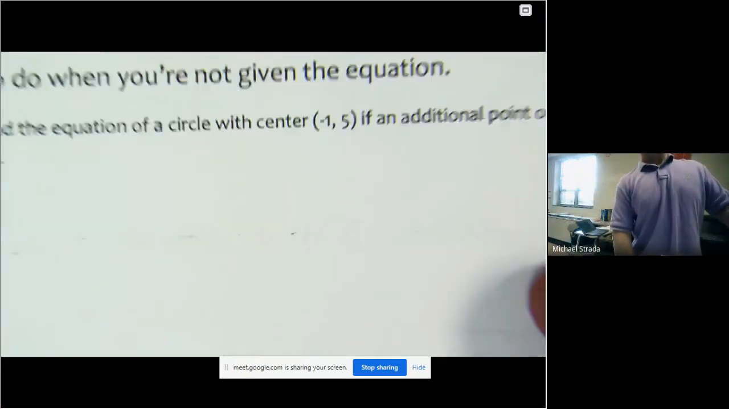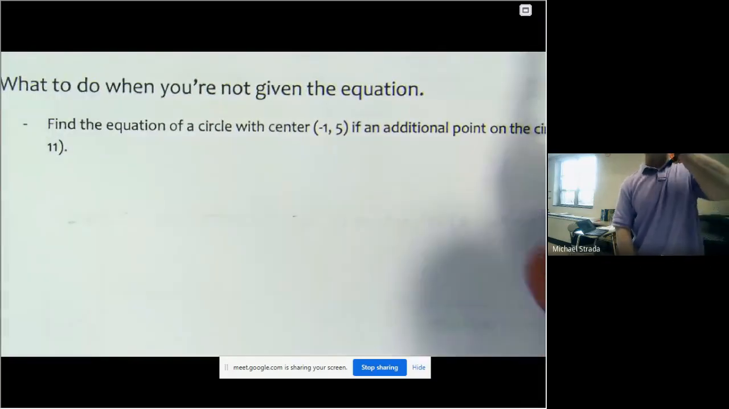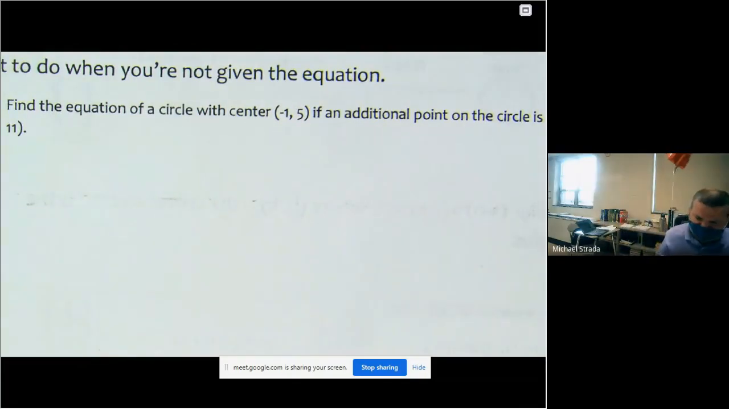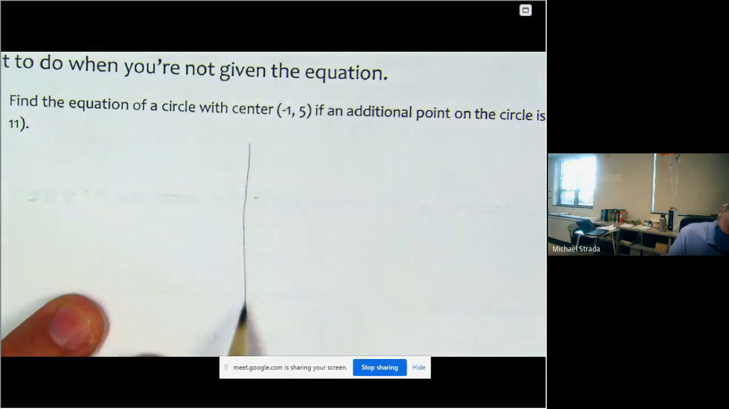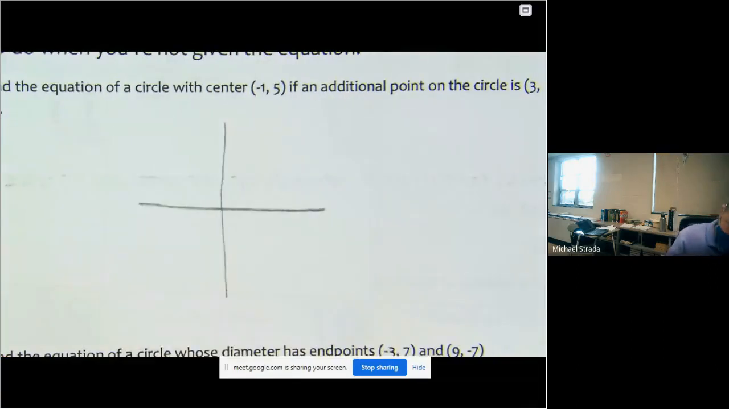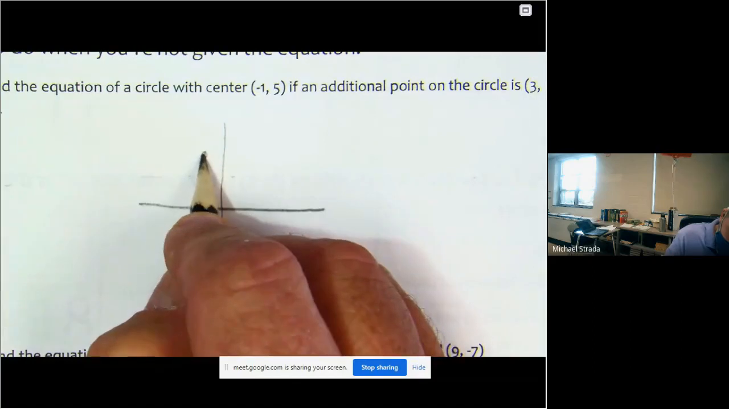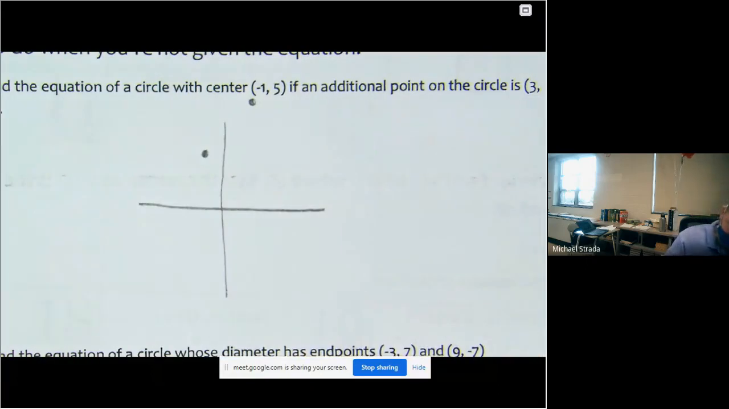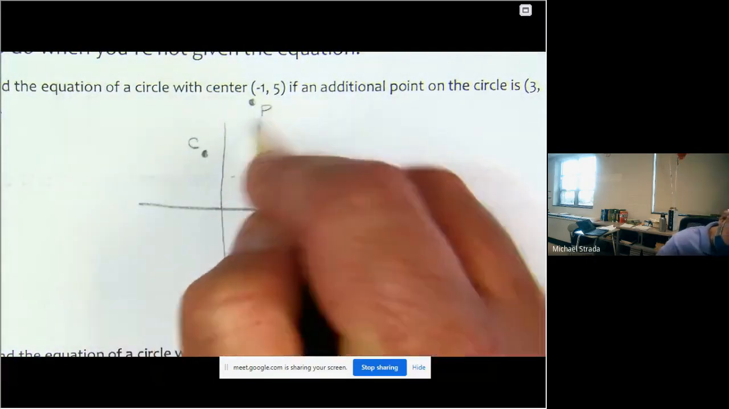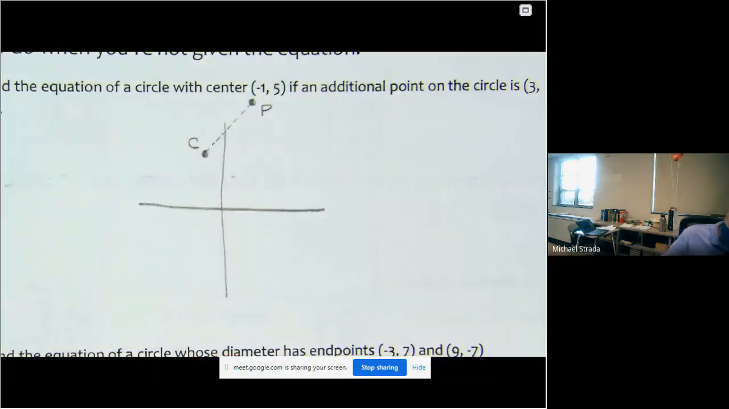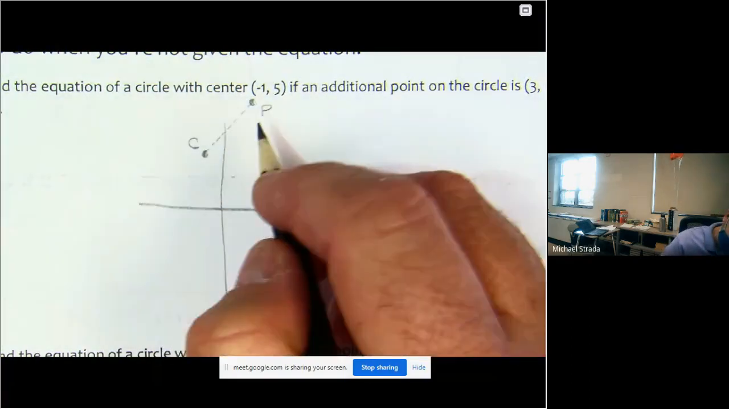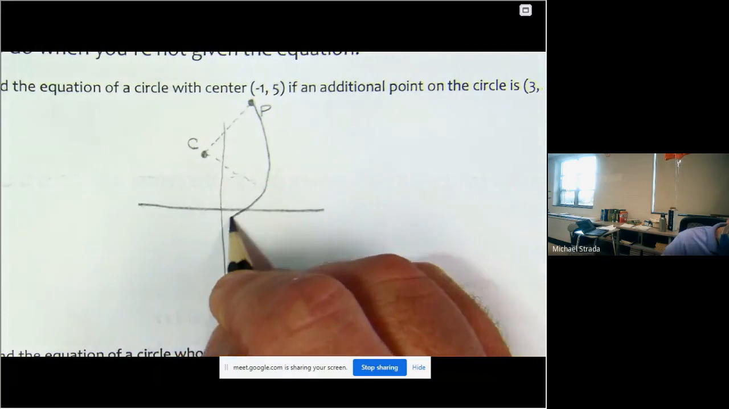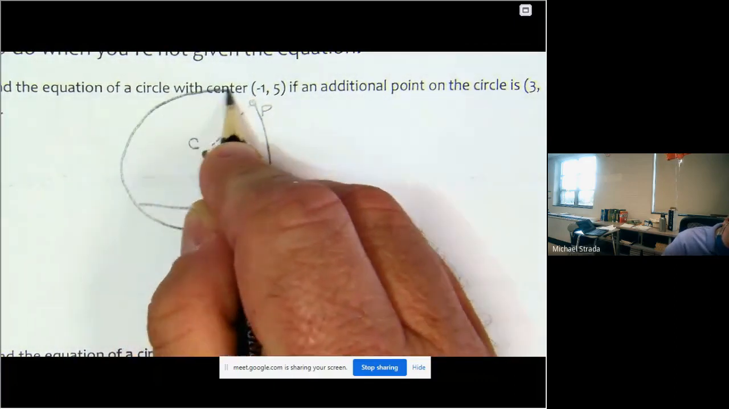Okay? It says what to do when you're not given the equation. Find the equation of a circle with center negative 1, 5 if an additional point on the circle is 3, 11. All right, so here is a sketch of my coordinate axis. Negative 1, 5 is going to be up here. 3, 11 is going to be up there. So that's my center, that's my point. If I drew out my whole circle, and you do not need to do this, it would look something like that.